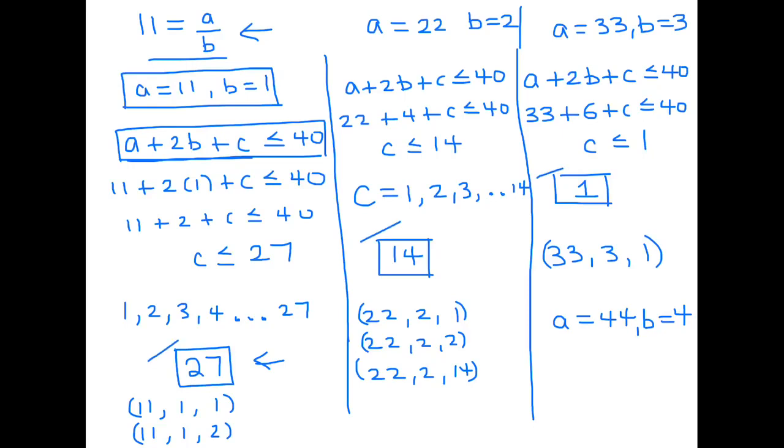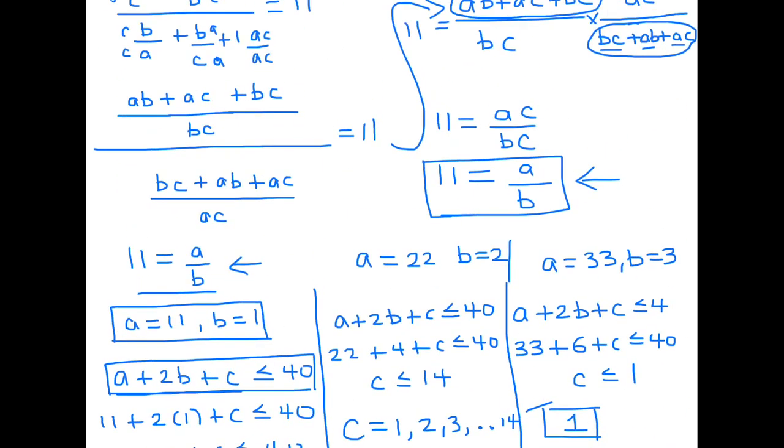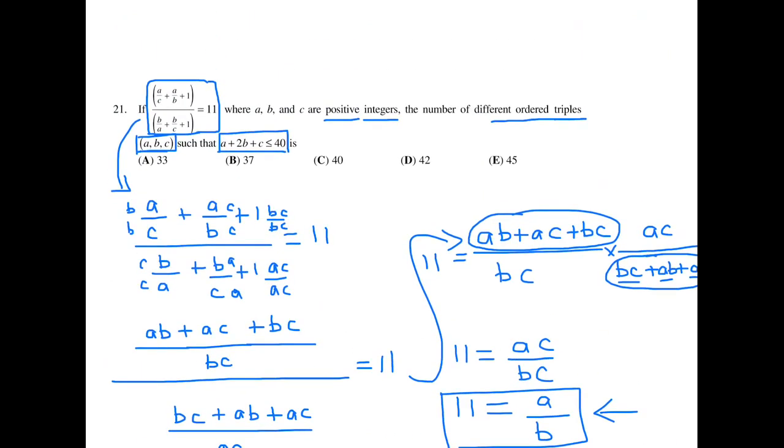So if you add these up, we have 27 triples from here, you have 14 triples from here, and you have one final triple from there. And that equals 42. And the answer, therefore, is D.